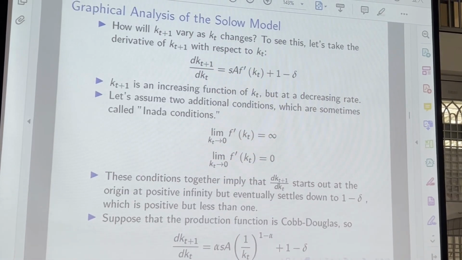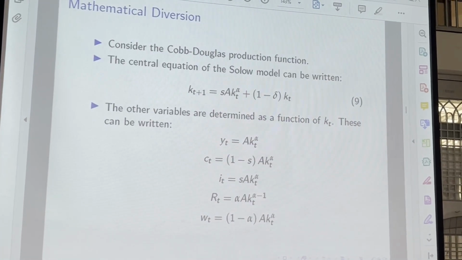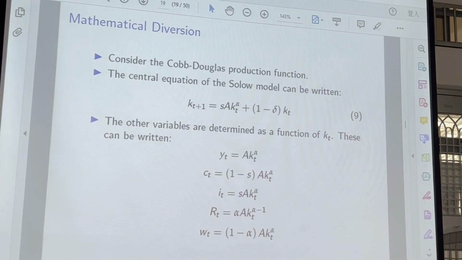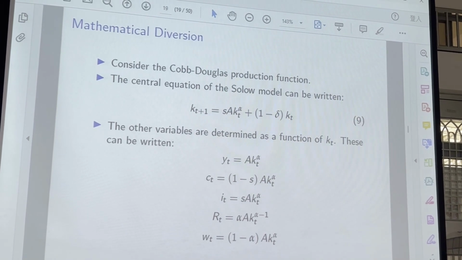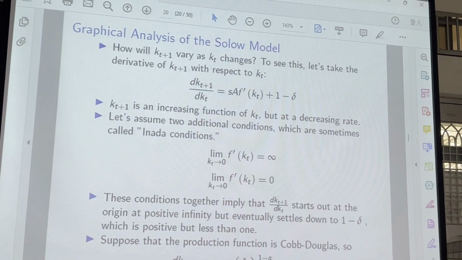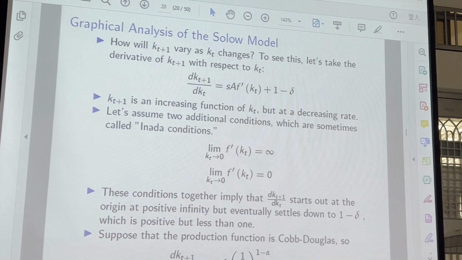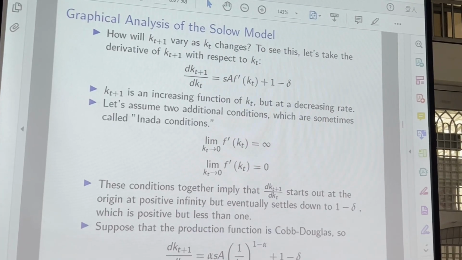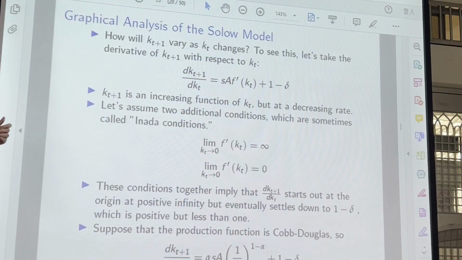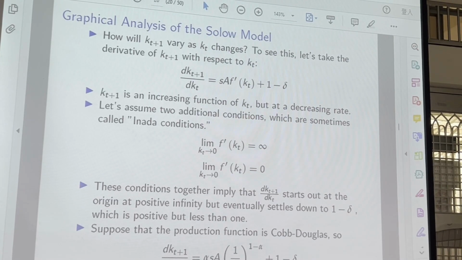To see this, we take the derivative of KT plus 1 with respect to KT, right? So we use equation 9, and now you have equation 9 in mind. The derivation gives you this, as a times f prime of KT, which is still positive, okay? So indeed, once you have a greater amount of KT, you should have a greater amount of KT plus 1. Clearly, the sign of the derivative is positive, so KT plus 1 is an increasing function of KT. But as you can see, at a decreasing rate.